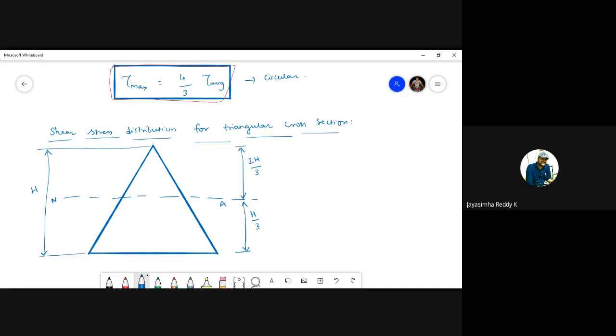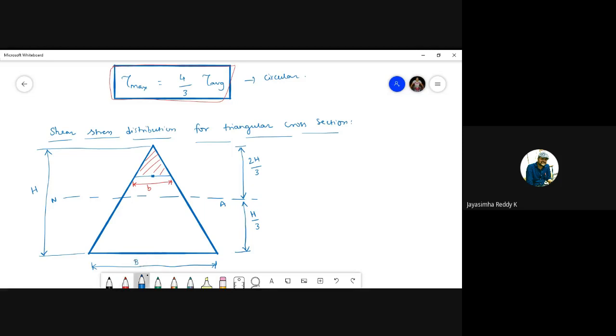And let us consider a triangle. Let us consider a point where we would like to measure shear stress. So I am taking a point at this position, students. I'll shade all this portion, and I just consider this length as small b, and this is capital B.